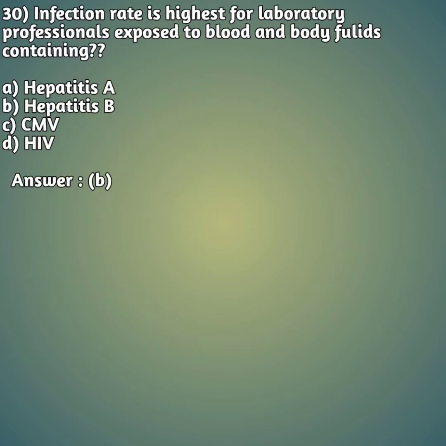Infection rate is highest for laboratory professionals exposed to blood and body fluids containing: option A, hepatitis A, option B, hepatitis B, option C, CMV, that is cytomegalovirus, and option D, HIV, that is human immunodeficiency virus. So the right answer is option B, hepatitis B. As you all know, every medical staff should be vaccinated against hepatitis B virus to avoid this kind of infection.